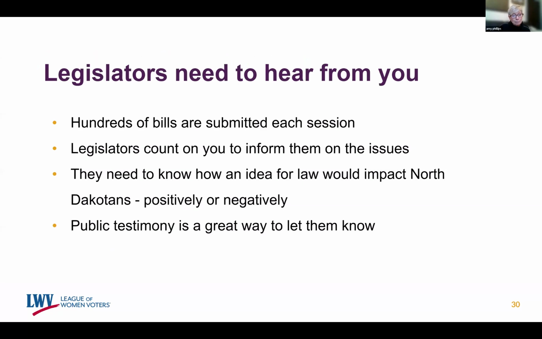Next slide. And legislators do need to hear from you. Hundreds of bills, as Whitney said, are submitted each session. And legislators count on us to tell them what we think about the issues that are represented in the bills. They need to know how a bill, a potential law, would impact us, either positively or negatively. And public testimony is a great way to let them know.